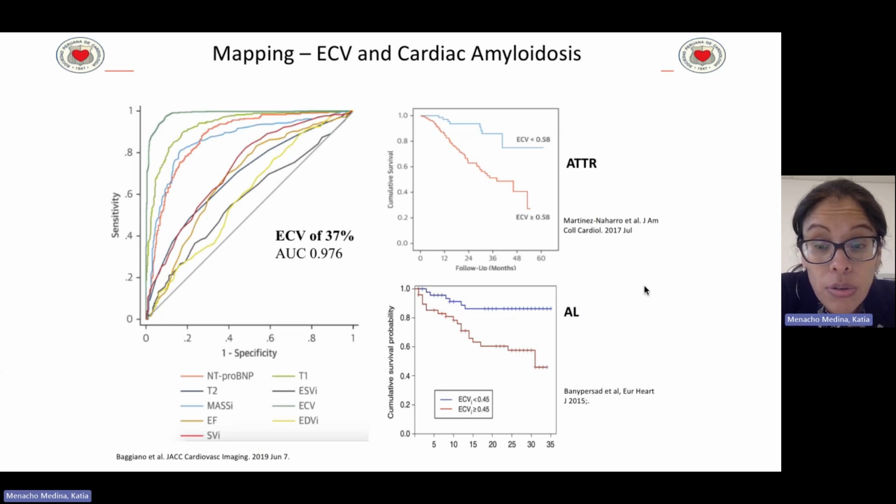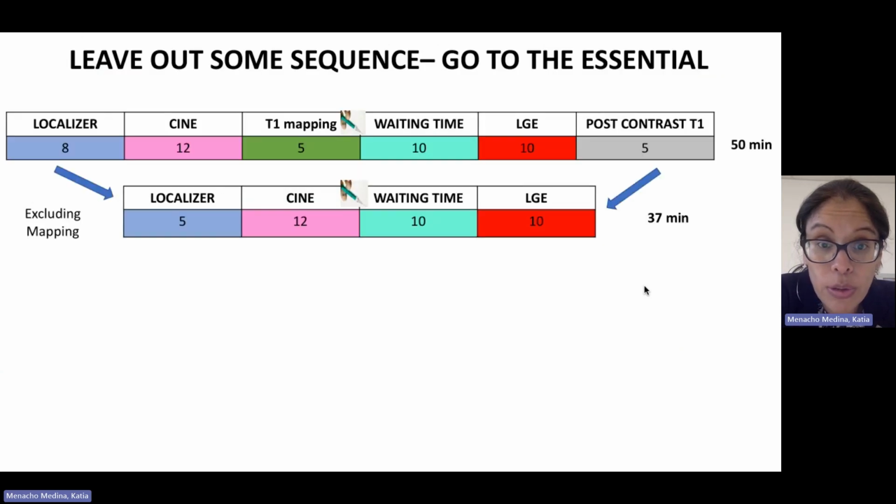And the most important role of ECV, with the most current publications this year, is that it has an impact not only in assessing and differentiating cardiac amyloidosis from other cardiomyopathies, but also in the follow-up of patients and outcomes, both for TTR and AL amyloidosis. So that's why we need to highlight the role of T1 mapping in these 2 specific pathologies.